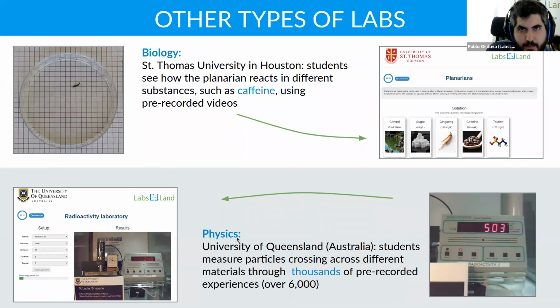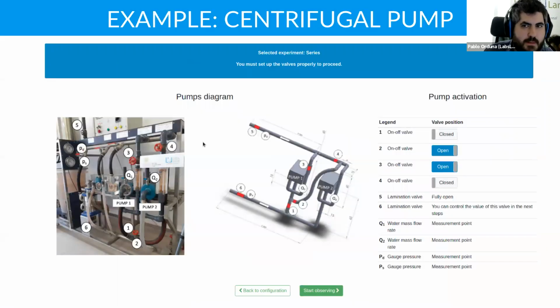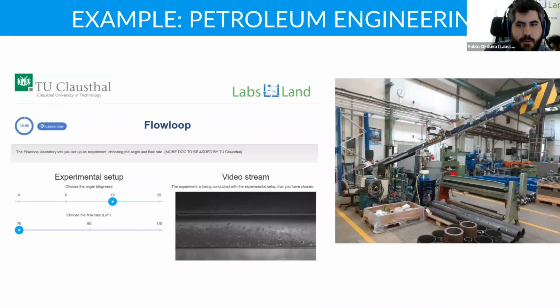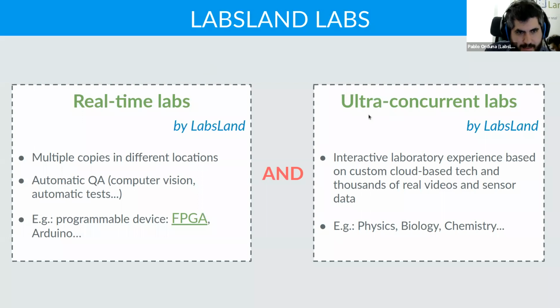But sometimes it's real time, as the ones that I presented before, the FPGA, Arduino, and so on. Sometimes it's pre-recorded, and in pre-recorded we have 3D printers. We have valves and a centrifugal pump. This is a new laboratory in Italy. We have chemistry at the University of Georgia. We have petroleum engineering in Germany. And we are building many more laboratories of physics, chemistry, and so on, for example in South Africa or in Costa Rica.